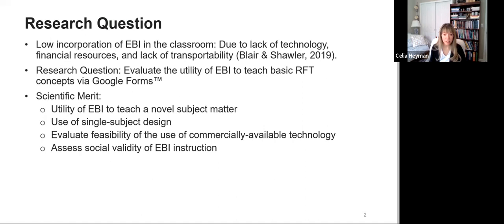The majority of EBI studies have used a quasi-experimental design, such as a pretest, train, post-test design. Our research question was to evaluate the utility of EBI to teach relational frame theory concepts using Google Forms, and this would contribute to scientific merit in many ways. Using EBI to teach a novel subject matter such as RFT, we used a single subject design. We evaluated the feasibility of using a commercially available technology like Google Forms from an instructor and researcher perspective, as well as obtaining social validity from the participant perspectives.